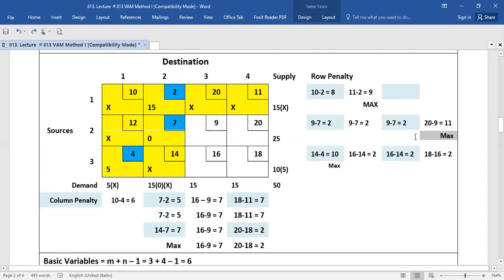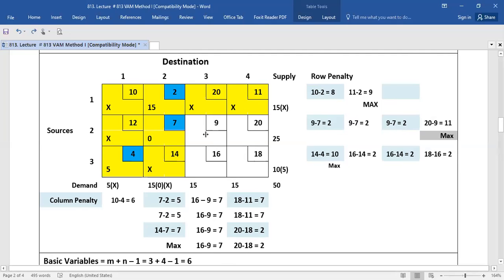Here you see that 20 minus 9 is the first penalty, 11. 18 minus 16 is the next penalty, 2. Here 16 minus 9, 7. And 20 minus 18, 2. Yes, we have calculated the penalties and see which penalty is maximum among these penalties: 7, 11 and 2. 11 is maximum. So you will make your allocation in this row.